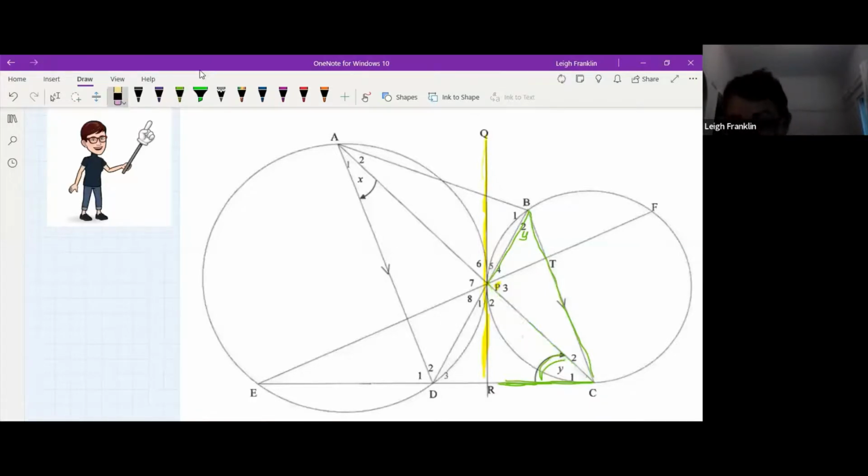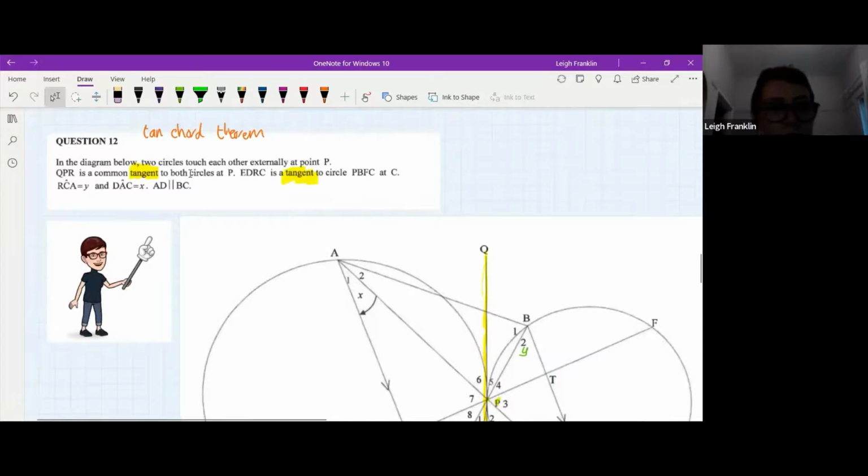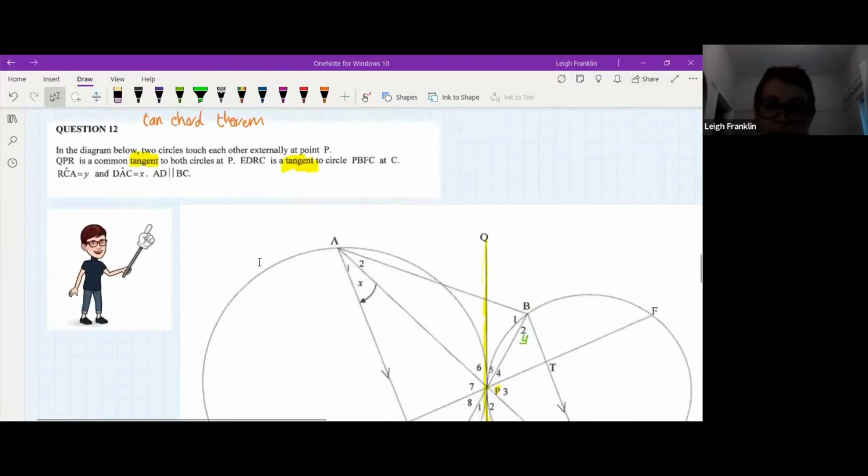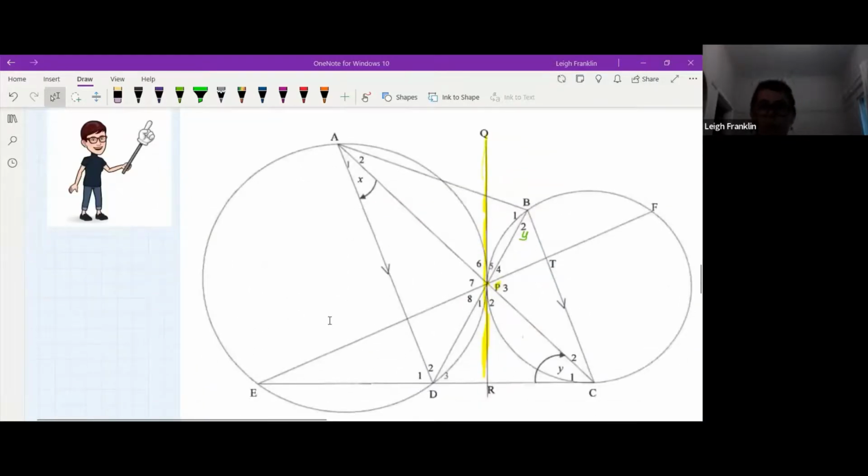Yes, ma'am. All right. Okay, so there's a lot going on in this diagram. Let's just go up and read the other information. They have told us that RCA is equal to Y, DAC is equal to X, and that AD is parallel to BC. The first question that they want us to answer is: name, with reasons, 4 other angles that are equal to x in this case. So the first thing we want to do is identify x on the diagram and then start making connections between the known and the unknown.